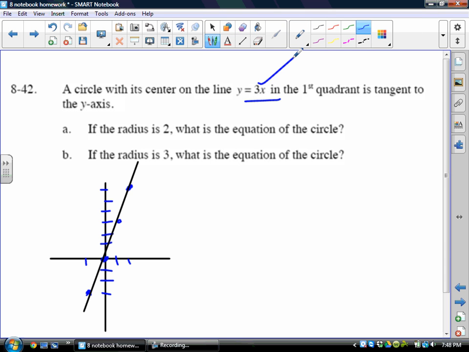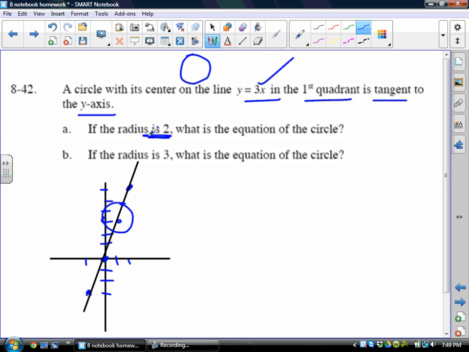It has a circle with the center on the line somewhere. Okay, that's important. I know it's going to be a circle. And it is tangent to the y-axis, which means it's touching the y-axis in the first quadrant. So my circle is going to touch the y-axis. Here's kind of a picture of what's going on. The center is somewhere on the line, and it's a circle in the first quadrant. Alright, so we're going to go with that picture.